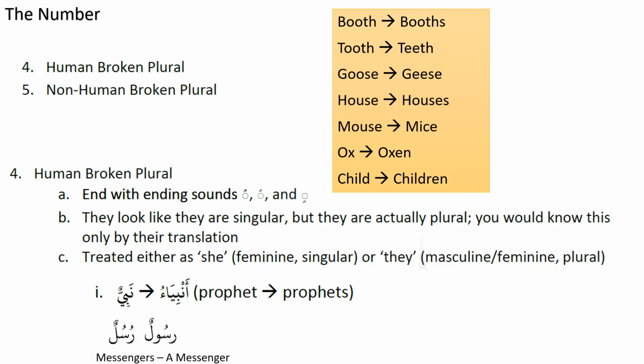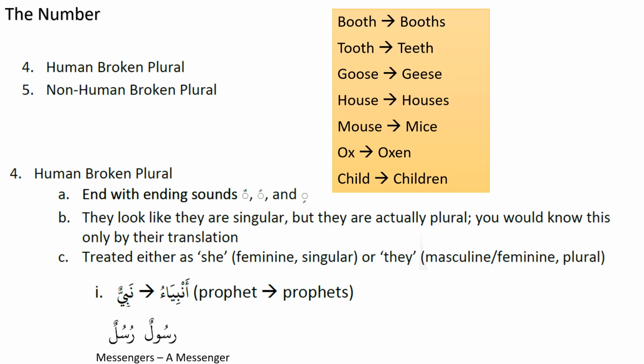So when it is a human broken plural, the grammatical interpretation of it, the grammatical number and gender of it, could be two things. If I ask you, what is the gender of messengers? You say, brother, messengers are all masculine, I don't know any female messengers. And when you say messengers with an S in English, that means they're plural. We're talking about 5 messengers, for example. Okay, that is your English answer.